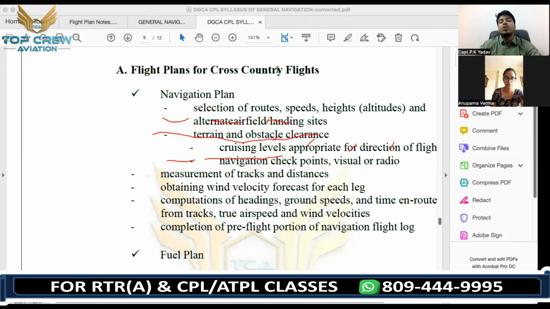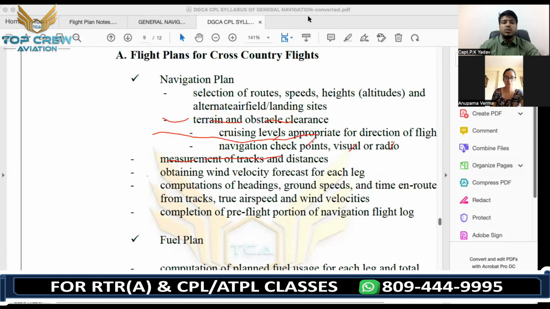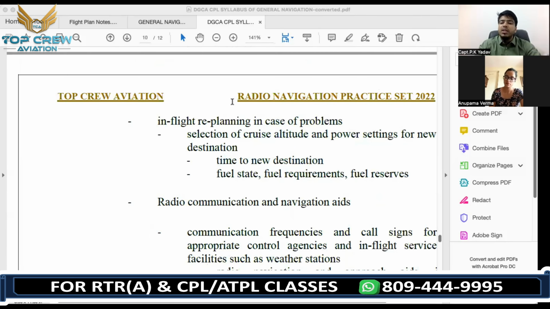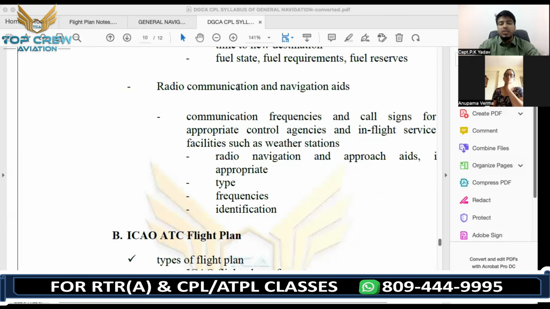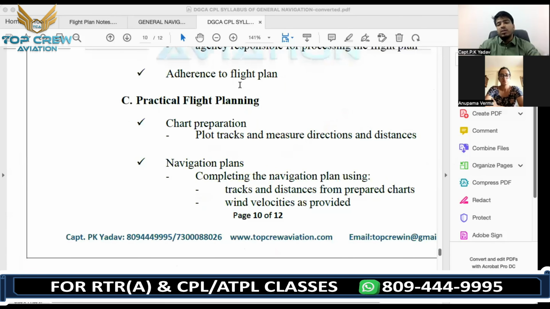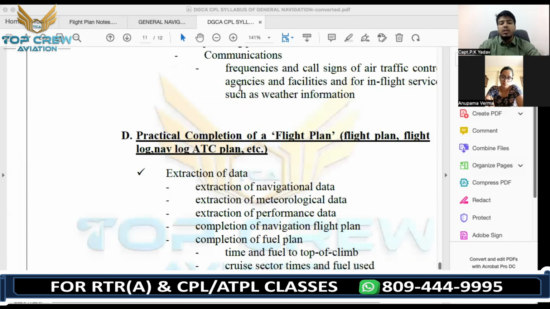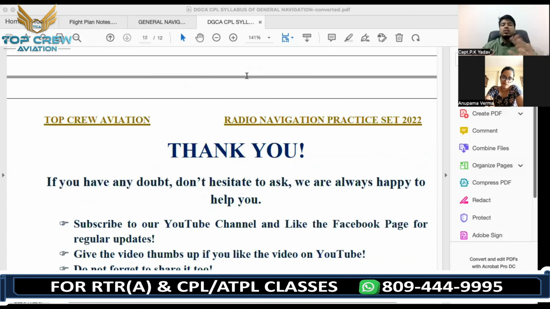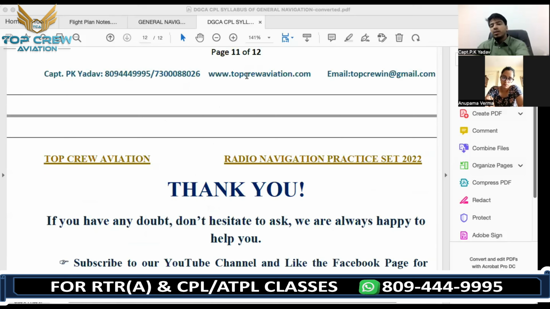Flight plans for cross-country flights. So we would understand how do we plan our flight and what is our flight plan and how do we fill them, what do we write, like how do we plan fuel, how do we write the name of any departure aerodrome or destination aerodrome, anything. All right, so we would understand that in detail, need not to worry. So overall, this is the complete overview of general navigation.